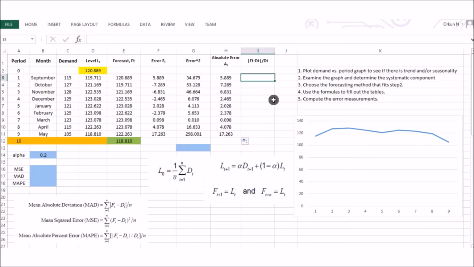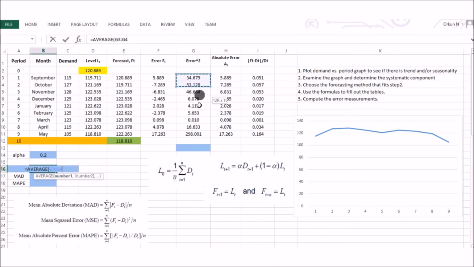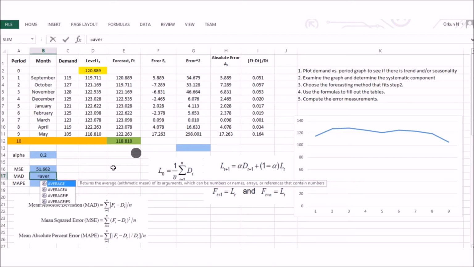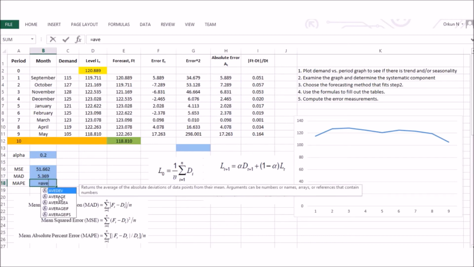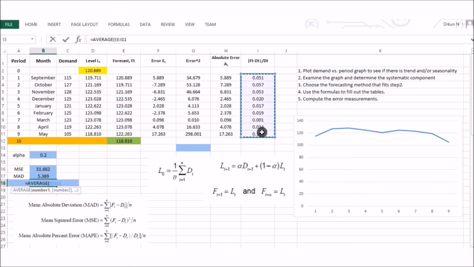For mean absolute percentage error, I'm going to use the absolute value of error divided by demand. So absolute value of error is here divided by demand. Compute it. And now I am ready to compute my error measurement. The first measurement is mean squared error. So to find mean squared error, I'm basically going to take the average of these values over here. Found it. For MAD, I'm going to take the average of my absolute error values. And for mean absolute percentage error, I am going to take the average of the values over here.